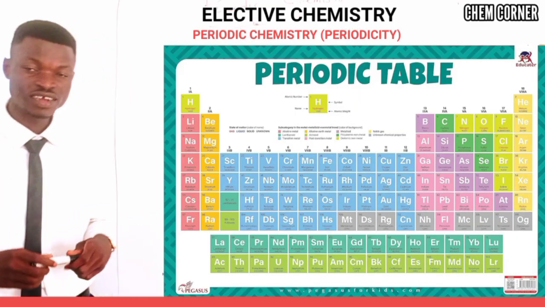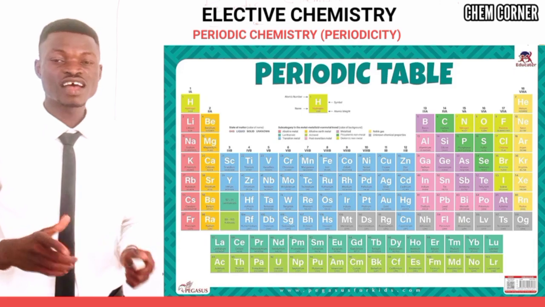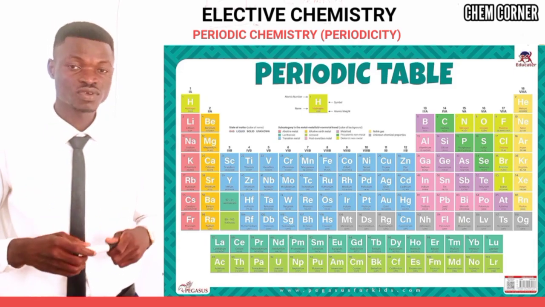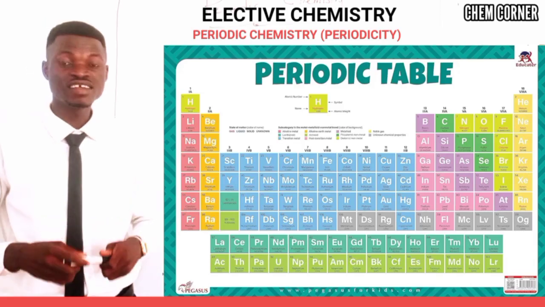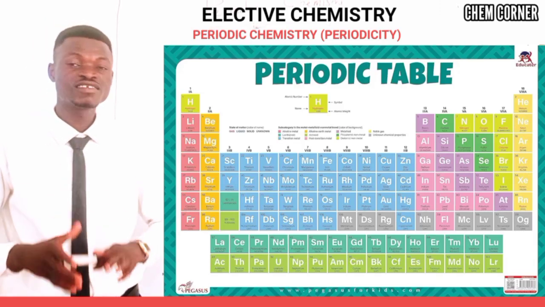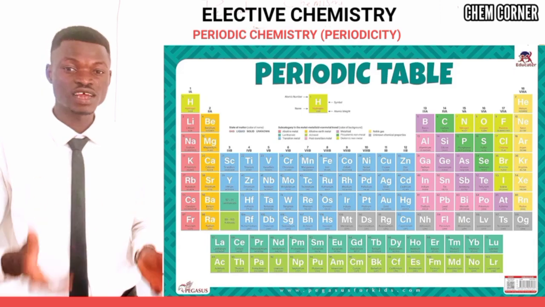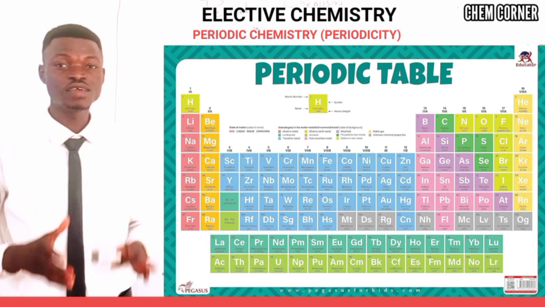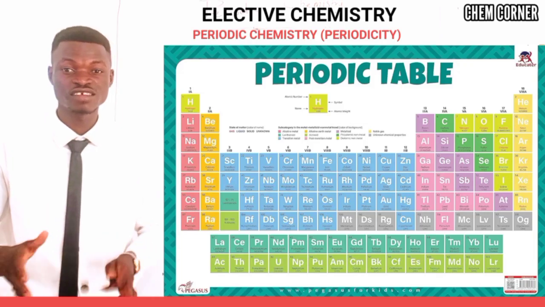On this same periodic table, certain elements are arranged in such a way that they have the same outer electrons. Some elements are also arranged in such a way that they have the same number of shells. All those elements having the same number of outer electrons are said to be in the same group, and those elements having the same number of shells are said to be in the same period.